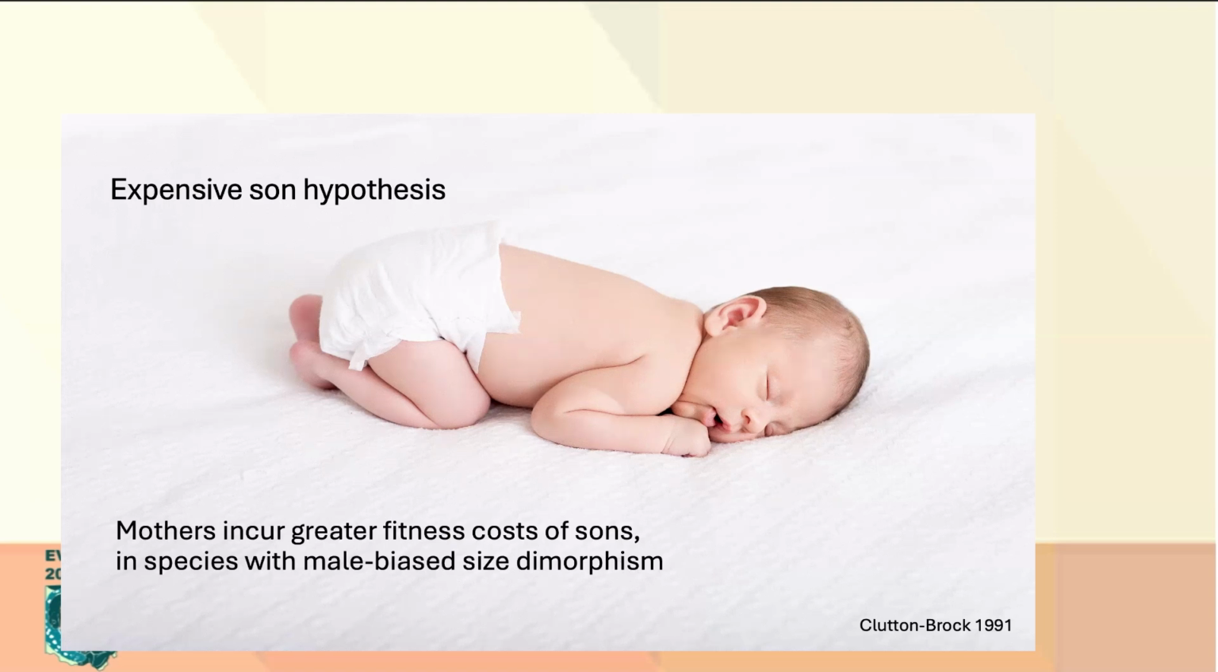And this says that mothers will have greater fitness costs when they produce sons instead of daughters, when it occurs in a species with male-biased size dimorphism. So this means that when males are larger and more costly to produce than females, mothers should show a reduced survival cost of producing these sons.